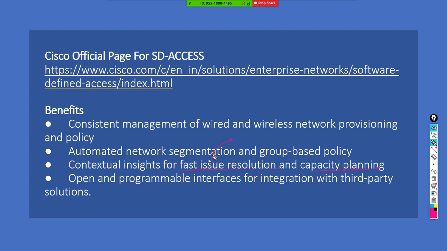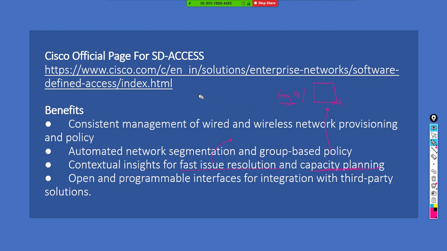Why is it said to be fast issue resolution? Because whatever goes down, you can see it on your dashboard, and you can straight away ping it, trace it, or start troubleshooting. Capacity planning means if something is getting utilized beyond the threshold, you don't have to manually check the interface for drops or the RX and TX values. On your DNA dashboard, you can see the health summary showing the health of each device. Let's say the core is running at 90%, this is very clear on your DNA Center.